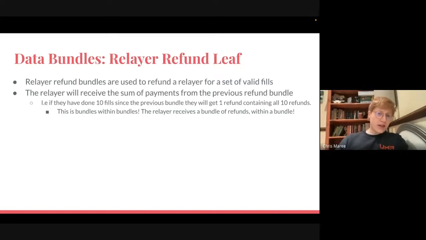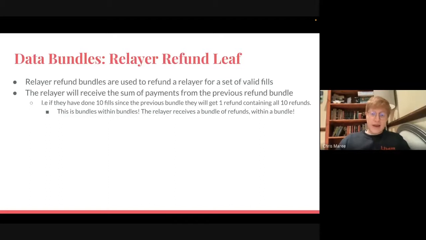And importantly, here's where we get some sort of bundling within bundles. The relayer will receive the sum of payments from all previous fills within a time range of previous refund bundles. So what I mean by that is, let's say the relayer has done 10 fills since the previous bundle, all of the same token, right? So there've been 10 deposits on Optimism or 5 deposits on Optimism, 3 on Boba, 2 on Arbitrum, all going to one place or maybe going somewhere else. And the relayer is chosen to be repaid for all of those fills that they did on Ethereum layer 1.